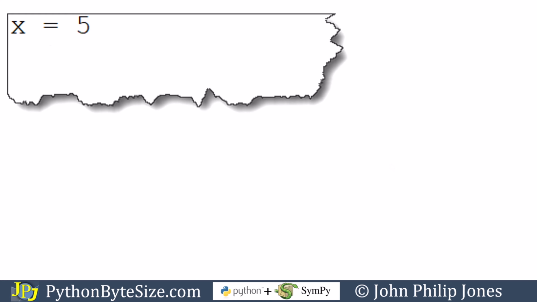In this video, I'm going to take a look at Python numbers and SymPy numbers and discuss them from an object-oriented programming perspective. The program in front of you is pretty straightforward. It's saying x is assigned 5.